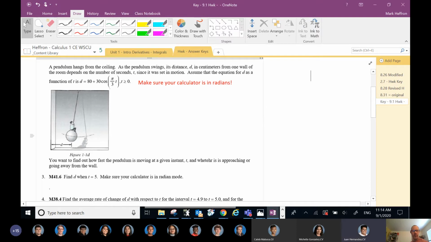You want to find out how fast the pendulum is moving at a given instant, t, and whether it is approaching or going away from the wall. Great. Okay. That's our ultimate goal. And then number 3, Cynthia, what does number 3 ask us?